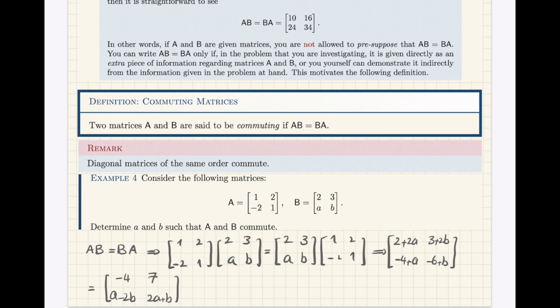So this means that these two matrices should be equal if I am demanding this equality. There is no guarantee that this can happen. So this means that 2 plus 2A should be minus 4, 3 plus 2B should be 7. It's extremely important to write all of them. A minus 2B should be minus 4 plus A, and then 2A.